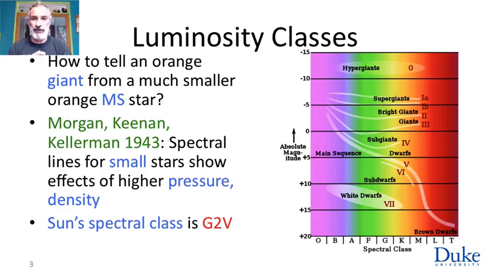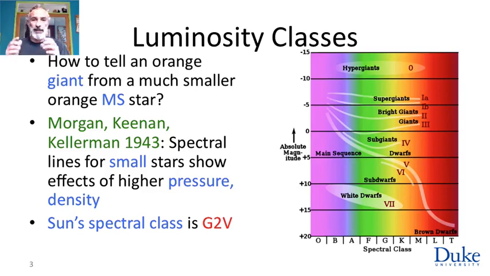This was a very interesting question, and it was eventually understood in the 40s by Morgan, Keenan, and Kellerman that one could, in fact, by looking at the spectrum, distinguish, say, for a given temperature, looking at an F-type star, you know its temperature. What can you tell me about its size? And the result of their investigations was the following.